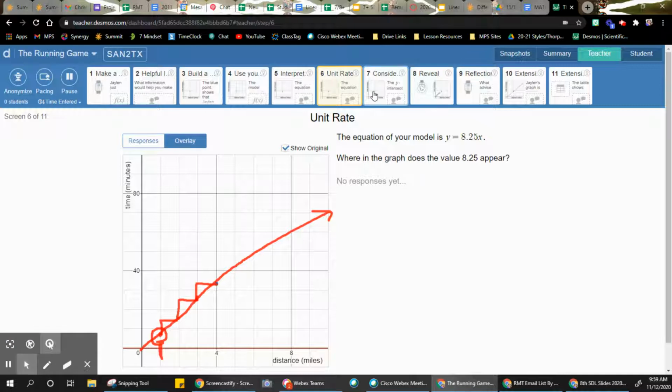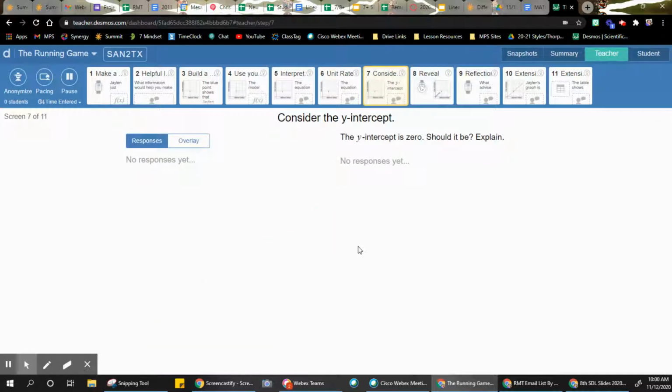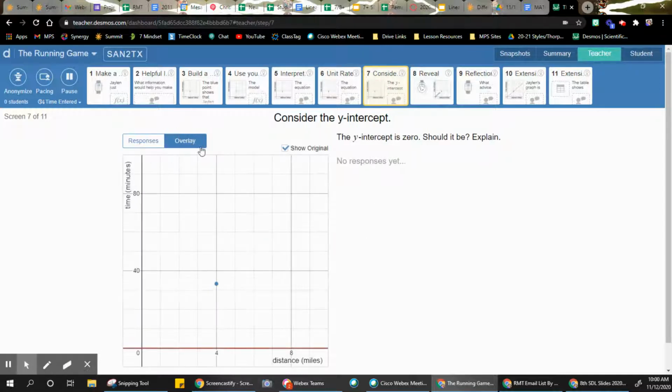All right, let's click on our next one. The y-intercept is 0. So y-intercept, if you guys don't remember, this should be reviewed, but if you don't remember, that's okay. The y-intercept is where it crosses this y-axis here, this up-down axis. And they said it's 0, meaning that the graph starts right here at 0, 0.